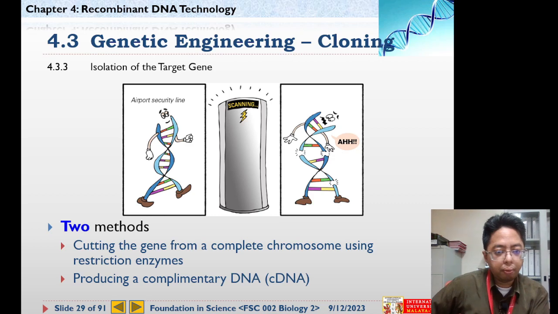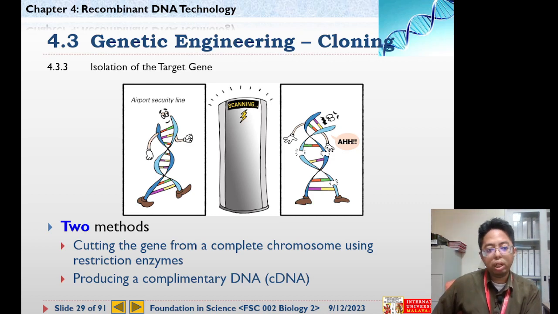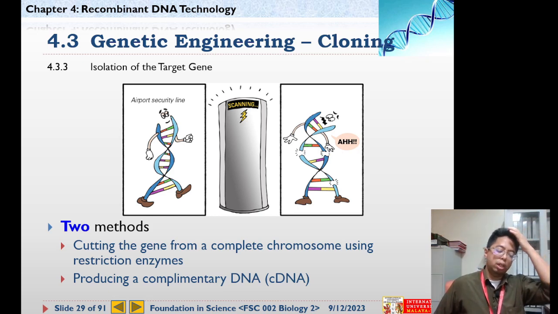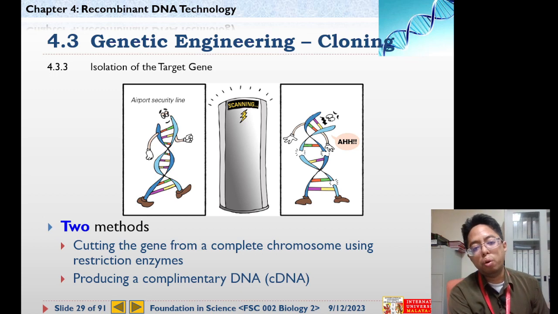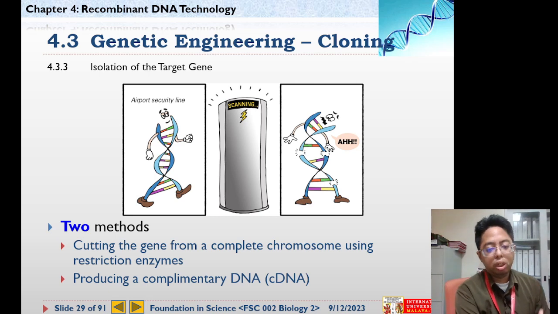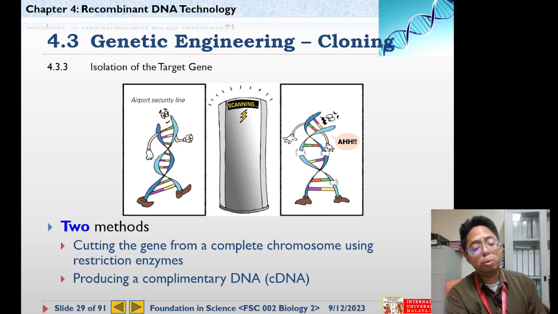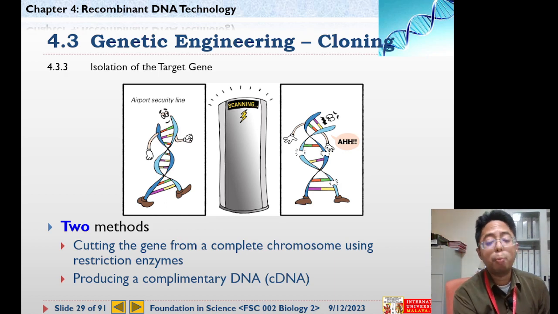So for cloning, the first thing you have to decide is what kind of gene you want to get as the source. For example, if you want to make more insulin, you take the insulin gene from the pancreas. If you want to make more, for example, saliva, take some saliva cells. First of all, what will be done is cutting the gene from the complete chromosome using restriction enzymes and producing a complementary DNA.